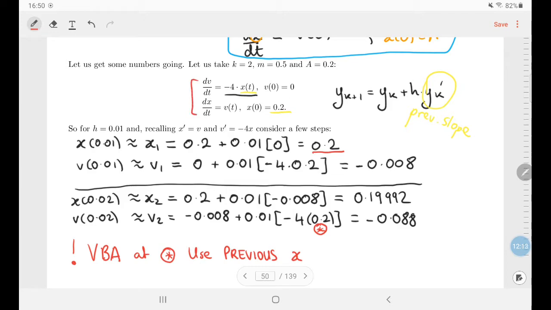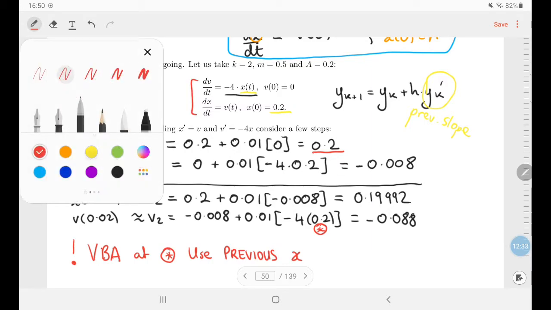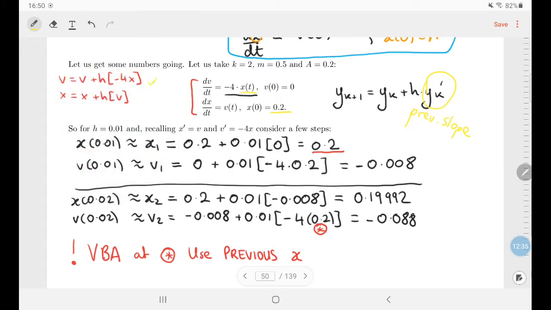Now the thing is, if you write out this kind of stuff in VBA, you're tempted to write v is equal to v plus step size times the derivative of v, which is minus 4x. And then you're tempted to write x is equal to the previous x plus the step size times the slope of v. Now if you write it in this order, when this line is executed, the value of v that is now being stored will be the new value of v. It won't be the previous one.